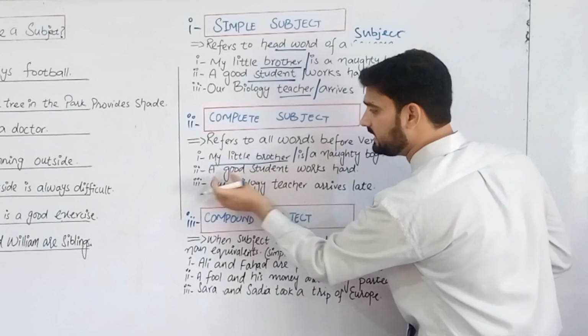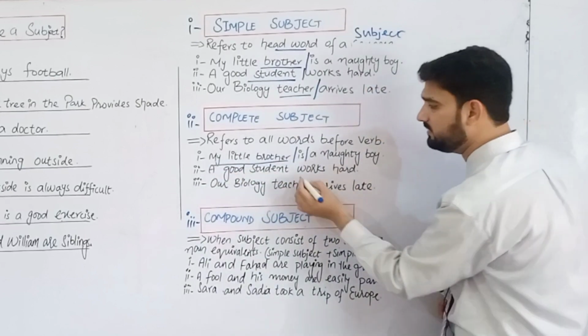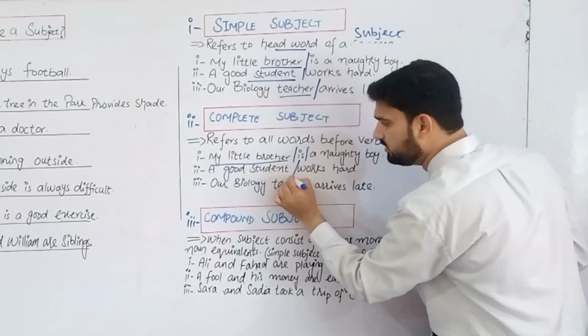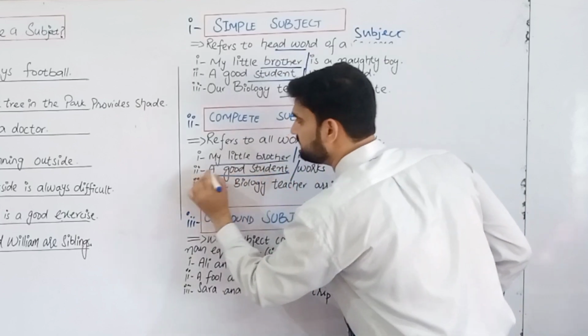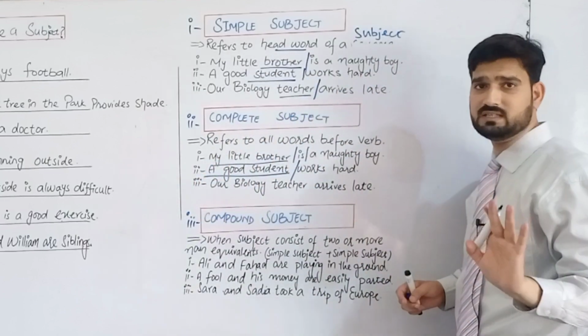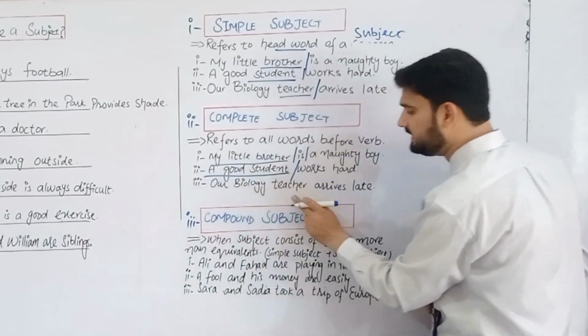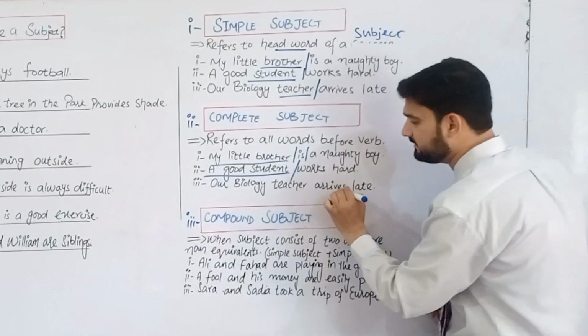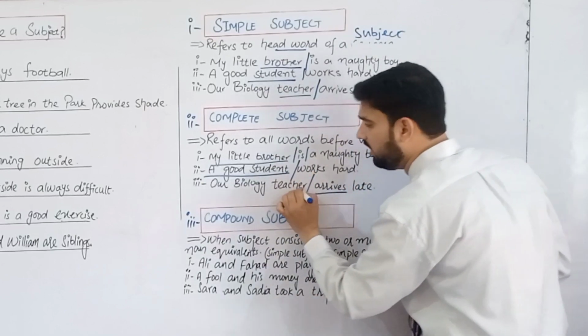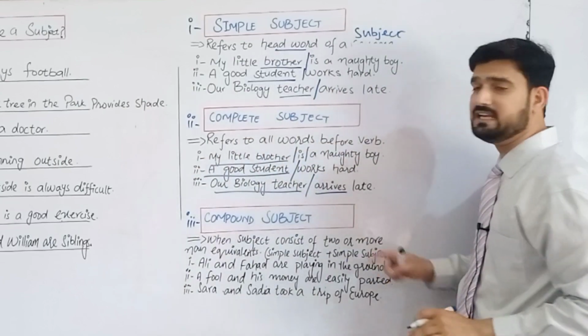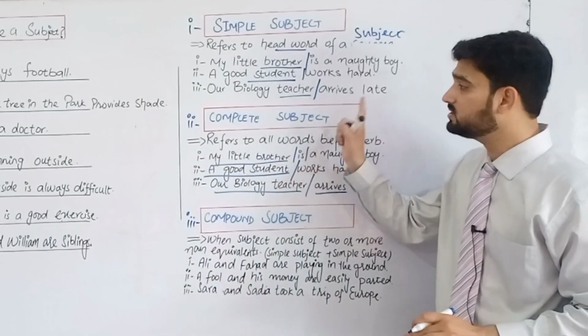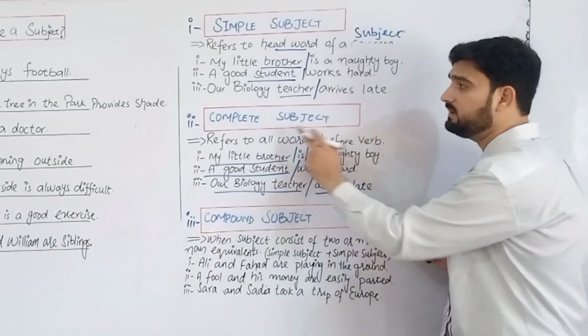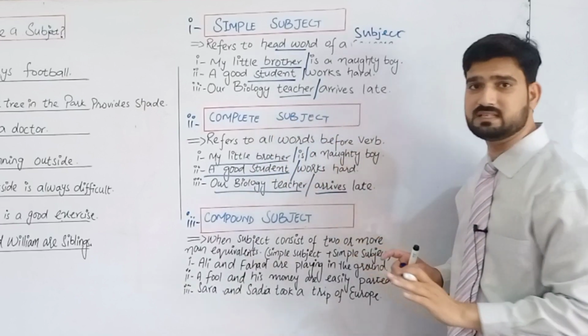The next sentence: a good student works hard. What is the verb here? Works. So before the verb, all these words will be the complete subject. Are you understanding? Our biology teacher arrives late. What is the verb here? Arrives. So before that, all these words are in the category of the complete subject. So all the words before a verb refer to the complete subject category.